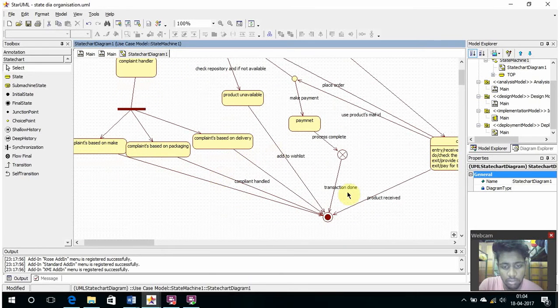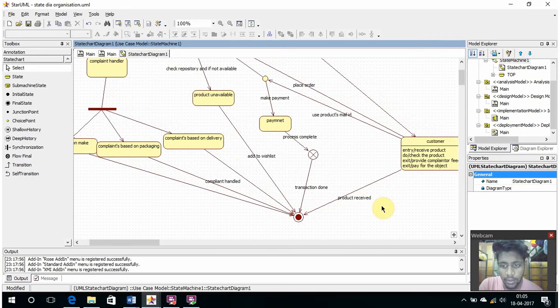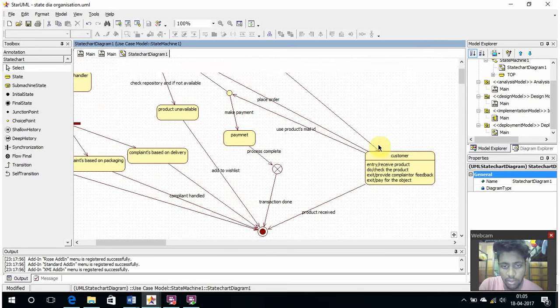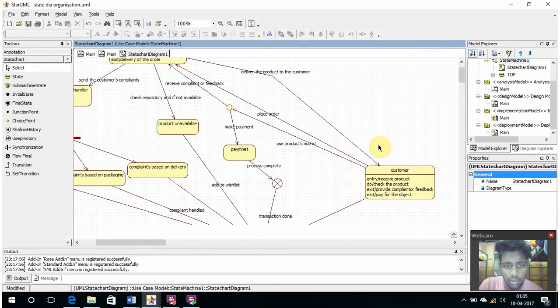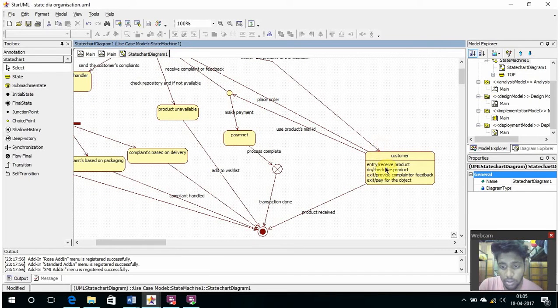If the product is unavailable, then the state is ended, and then the make payment object is made. And if the payment was made, then the process is complete and the transaction is done, and it also goes to the final state. Whenever the delivery of the product goes to the customer, they get an entry, receive the product, they check the product, or exit or provide complaint or feedback, they exit or pay for the object.